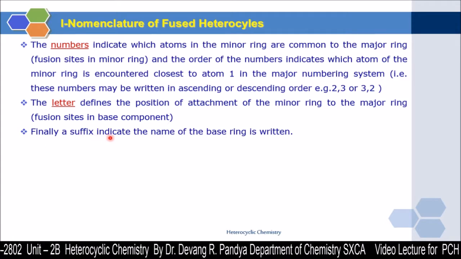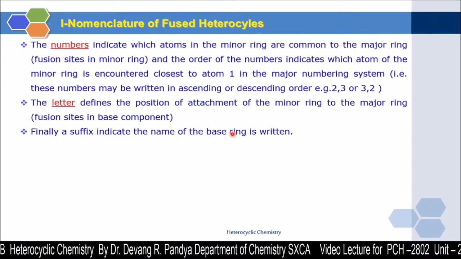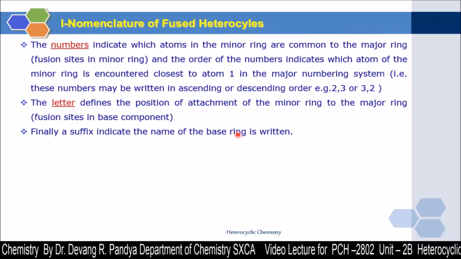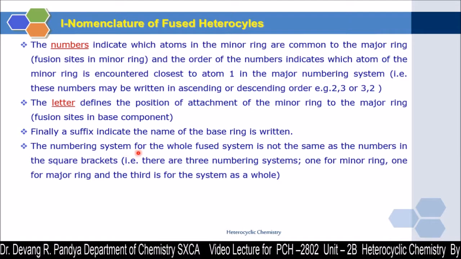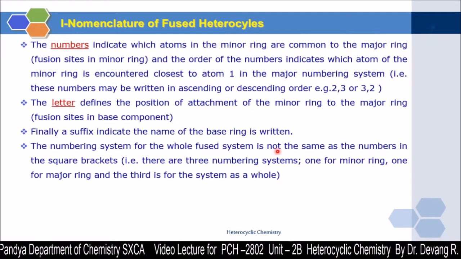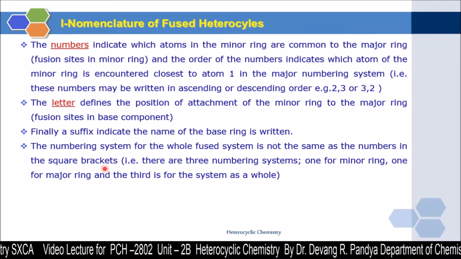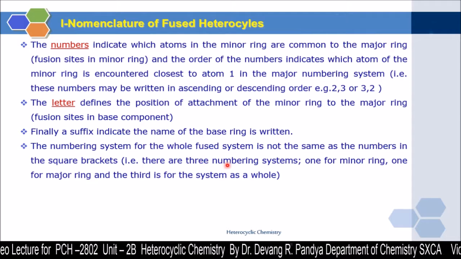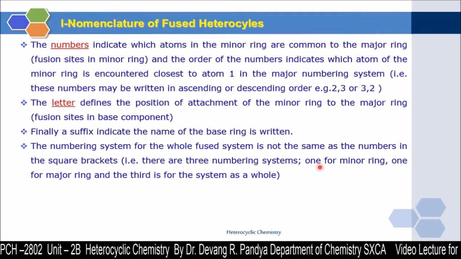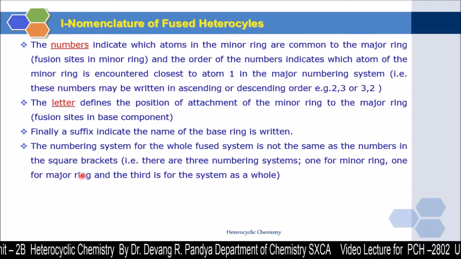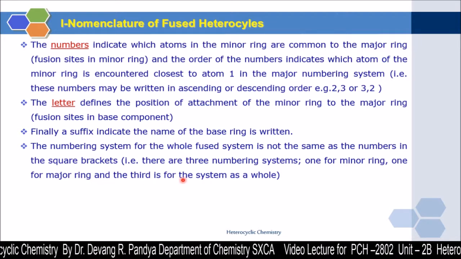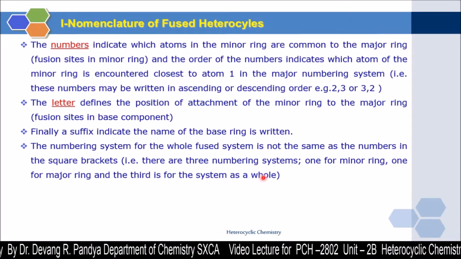Finally, a suffix indicating the name of the base ring is written. The numbering system for the whole fused system is not the same as the numbers in the square bracket. There are 3 numbering systems, one for the minor ring, one for the major ring, and the third is for the system as a whole.